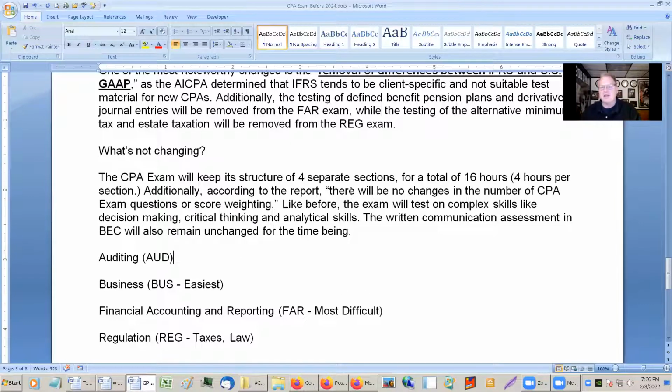Now I'll send out some more information on how you actually apply for the CPA exam, because basically you set up an account. Has anyone here applied for it yet?